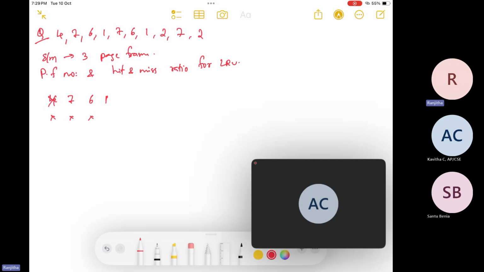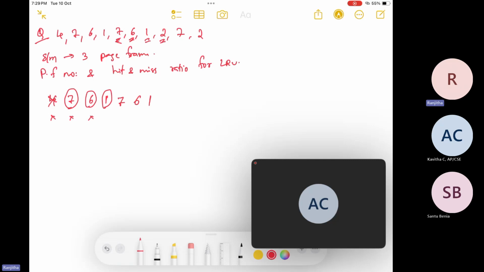Now again, the next string referenced is 7, which is present. So we just move 7 to the front so that we can keep track of the least recently used. Now when 6 is referenced, 6 is also there, so just bring it to the front. Now when 1 is referred, 1 is also there. Bring it to the front, so now 1 is the most recently referred, 6 is the second most recent, and 7 is the least recent one.